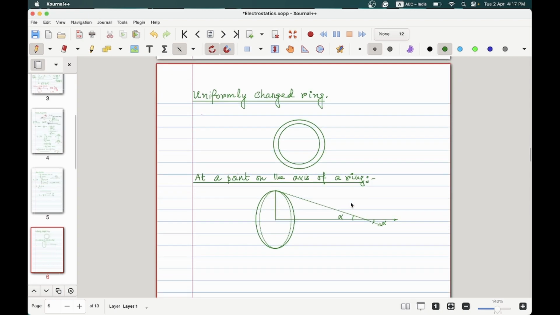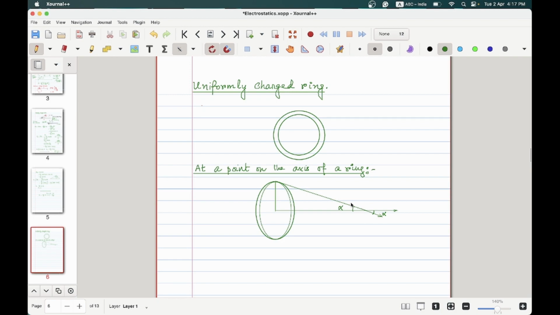Okay. Next discussion is on uniformly charged string. First case is at the center. At the center, so what should be the electric field at the center? 0. Because this is dq and this is also dq, so electric field equals 0 here from symmetry.